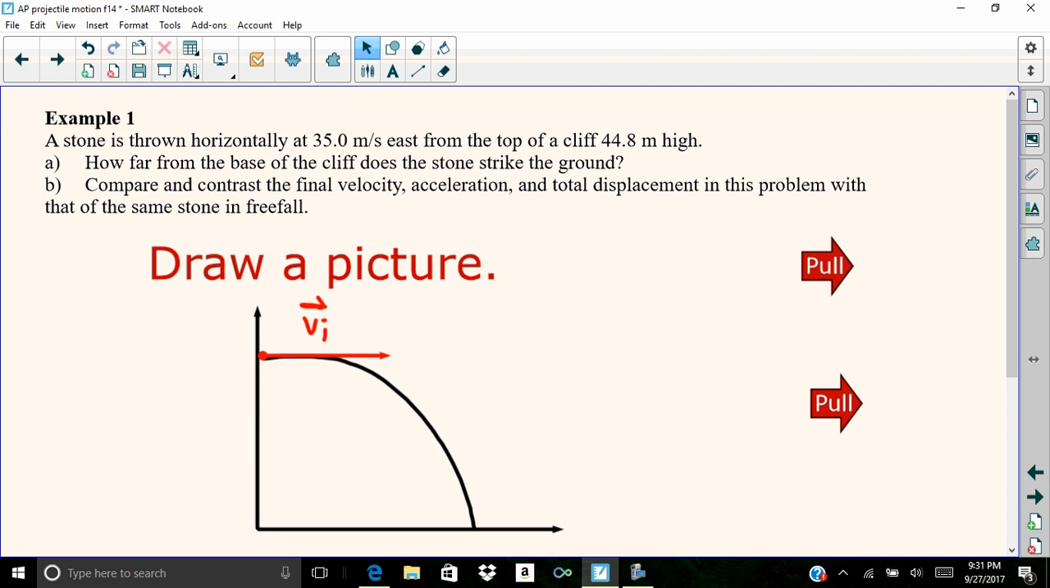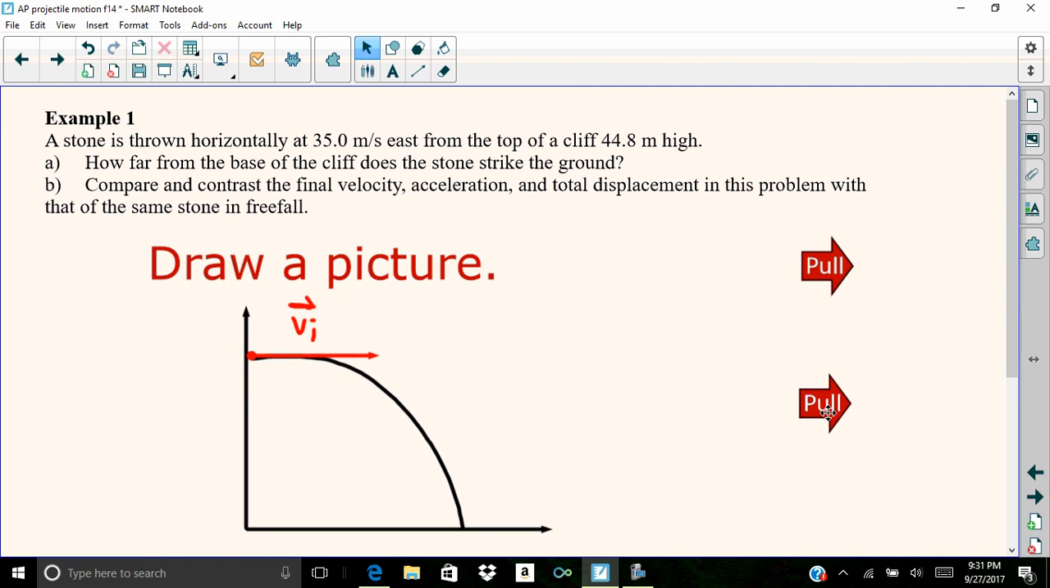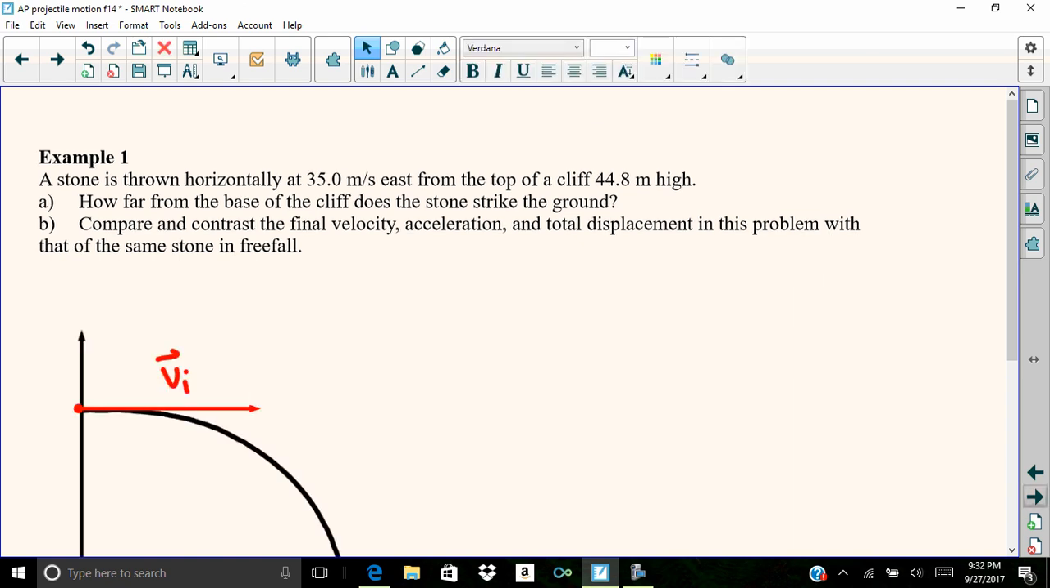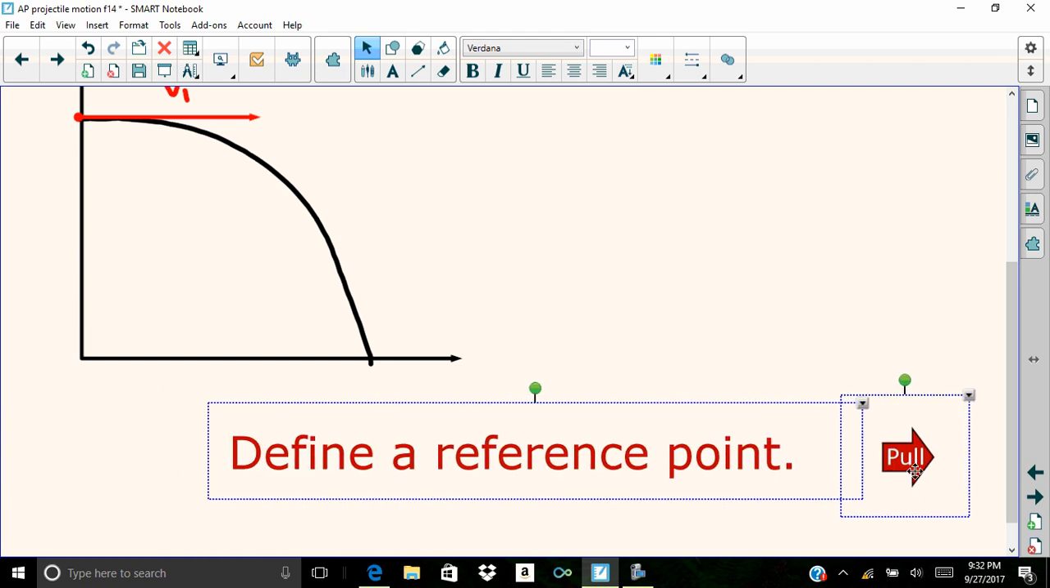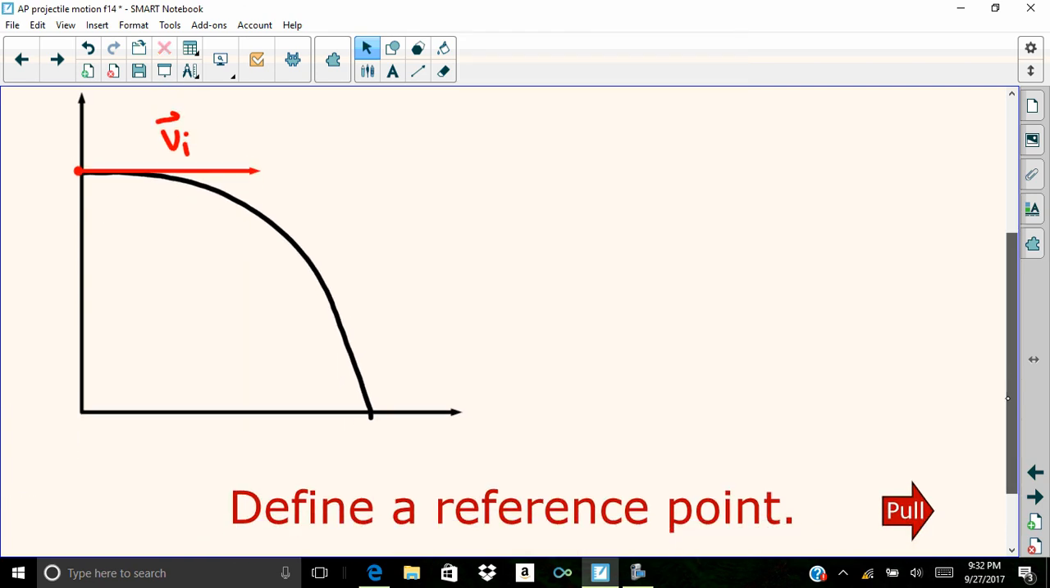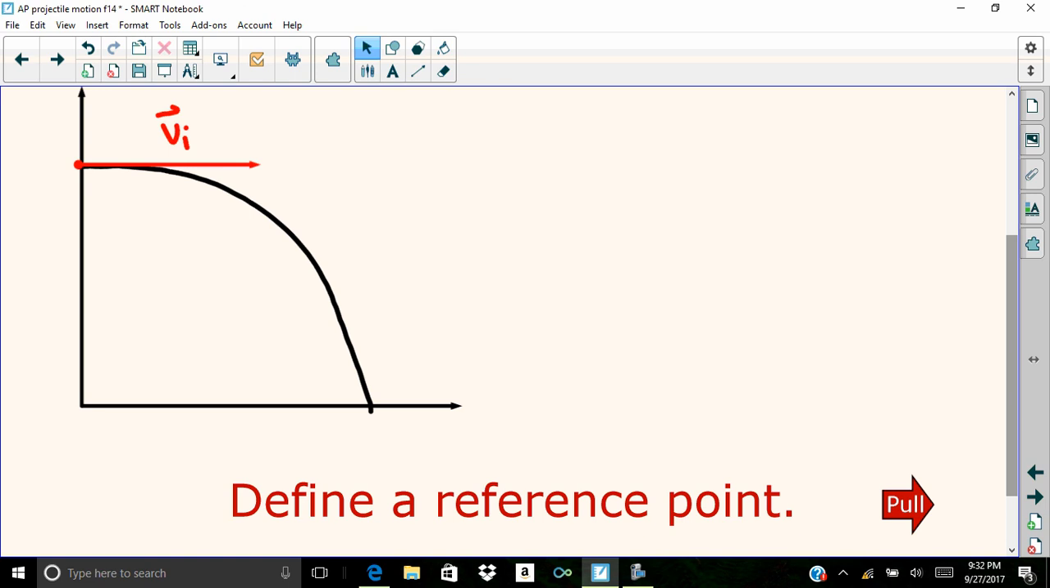So what I'm going to do is draw my picture. Notice I have my X and Y axes. I've drawn the trajectory of the projectile, and I've drawn my initial velocity. If you need to pause the video, go ahead and do so. The next step after we draw our picture is to define a reference point. I'm going to choose my reference point to be here at the origin. So I'm going to make this 0, 0, right there.